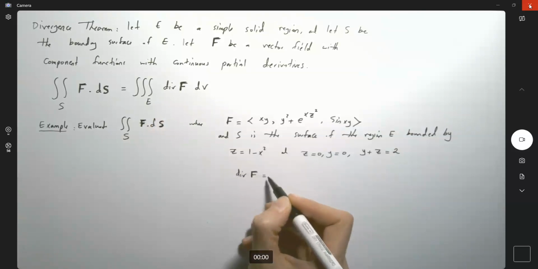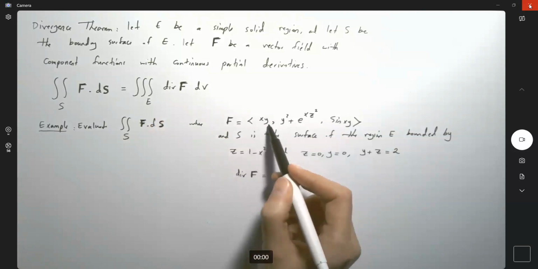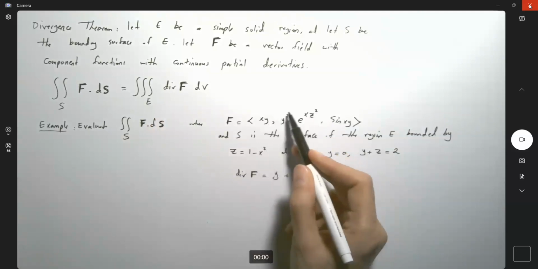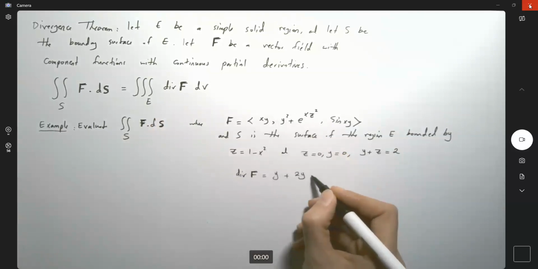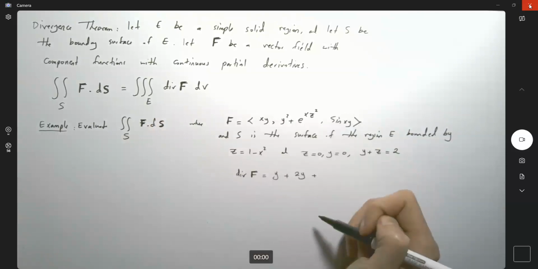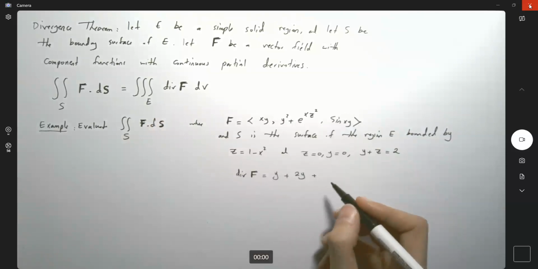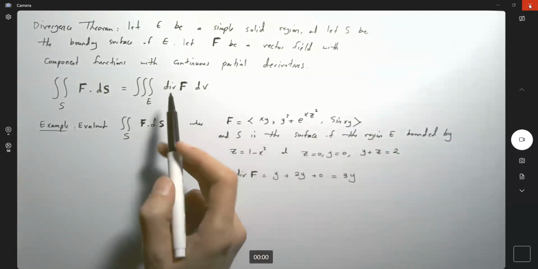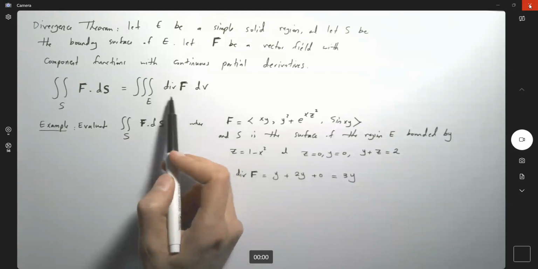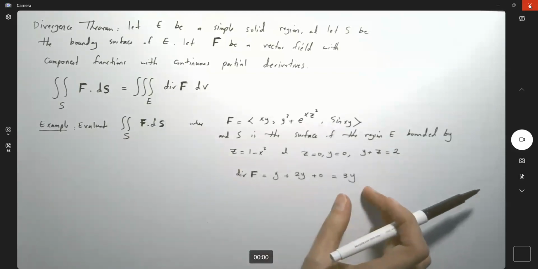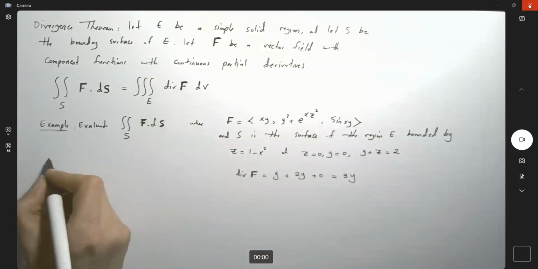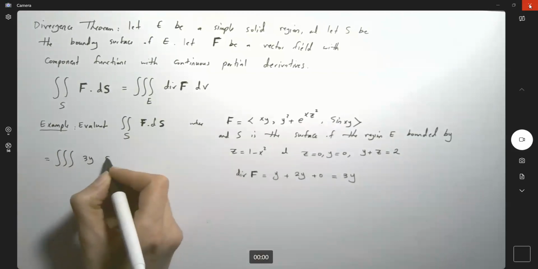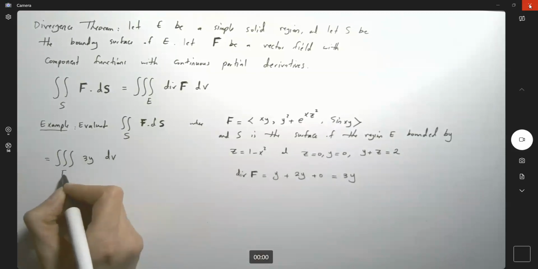The divergence of F is the partial derivative with respect to x, which gives you y, plus the partial derivative with respect to y, which is 2y, plus the partial derivative with respect to z, which is basically 0. So the divergence simplifies to 3y. So let's convert that. This is equal to the triple integral of 3y dV over E.